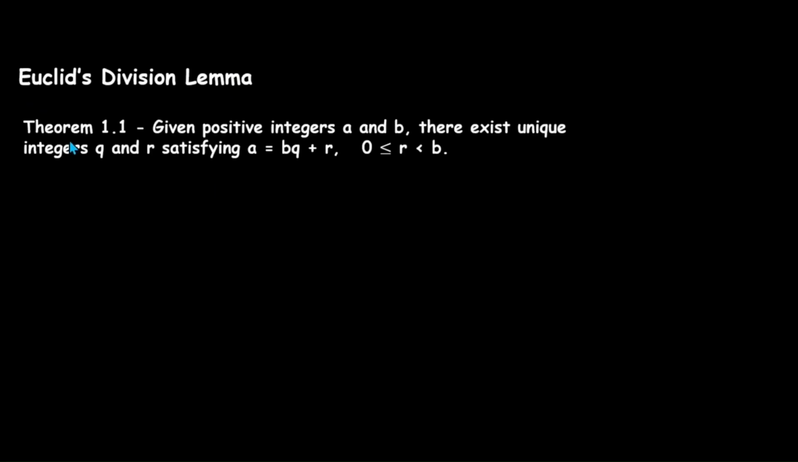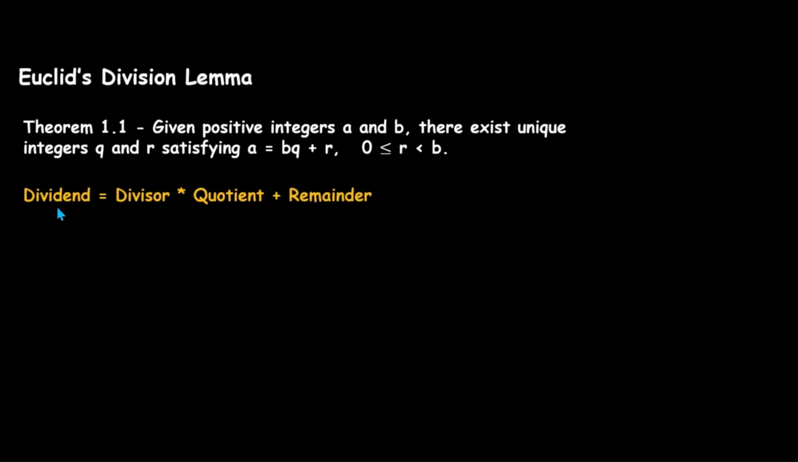Now let's take a brief look at Euclid's division lemma. What this theorem says is that given two positive integers a and b, there exist two unique integers q and r satisfying the condition a is equal to b into q plus r, where r is greater than or equal to 0, but it is always going to be less than b. The theorem in its simplest form can be written as dividend is equal to divisor into quotient plus remainder.